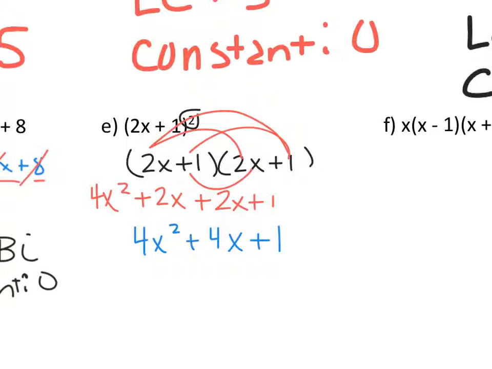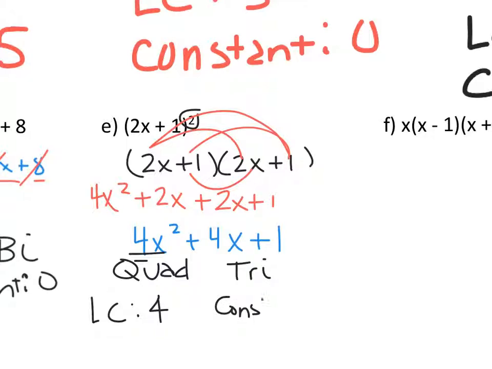So to name it, this is degree 2, and it has 3 terms. So if it's degree 2, it's called a quadratic, and it has 3 terms, so it's a trinomial. The leading coefficient is 4. And the constant, the expression that doesn't have a variable with it, is 1.